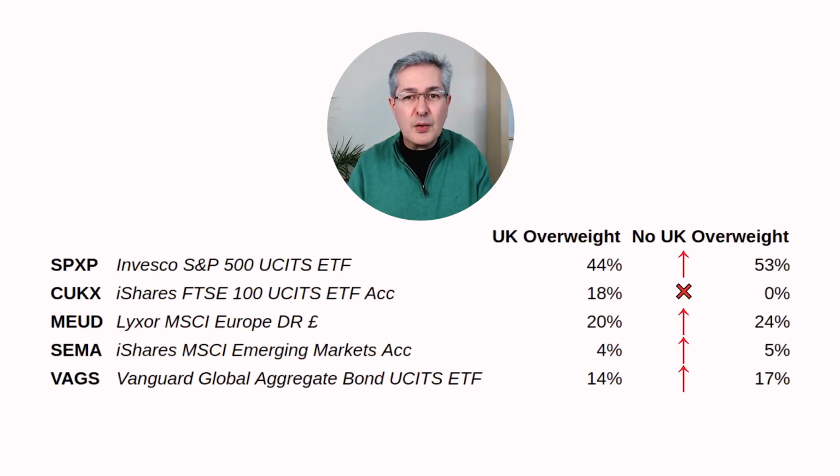How do we adjust the weights to remove the UK overweight? Well, the Europe fund already has a market capitalization weighted allocation to the UK, so we can simply set the weight of our UK fund, the iShares FTSE 100 fund, to 0 and adjust the other weights up in proportion. Alternatively, you could add up the regional country weight in a global index like the MSCI All Country World Index.